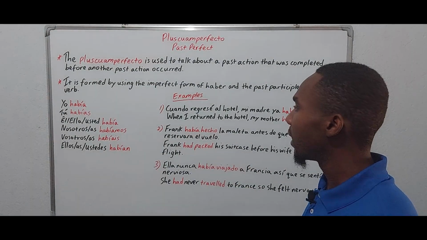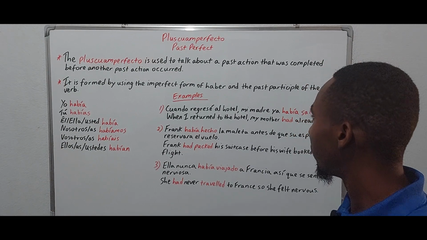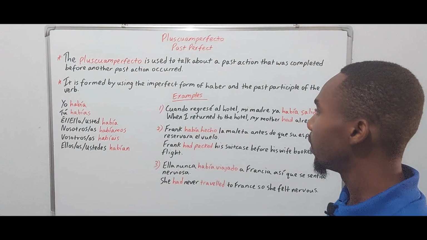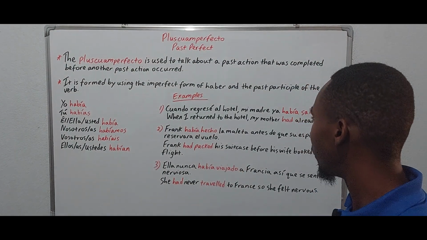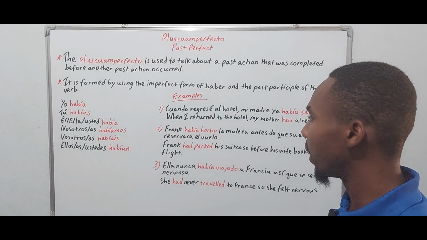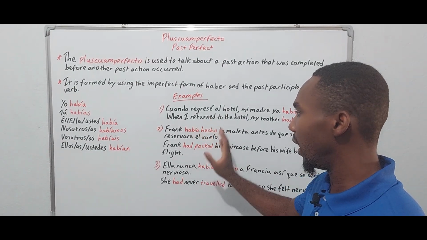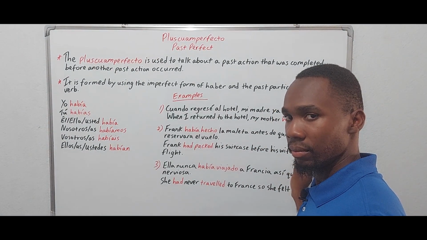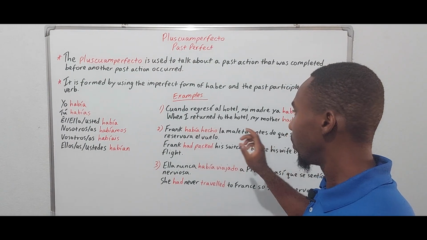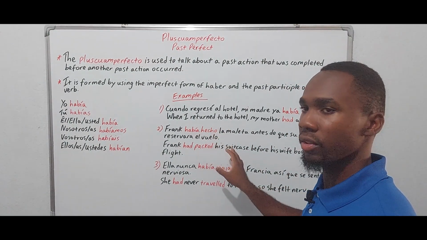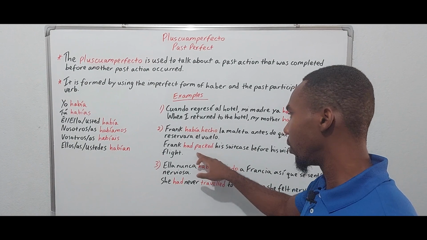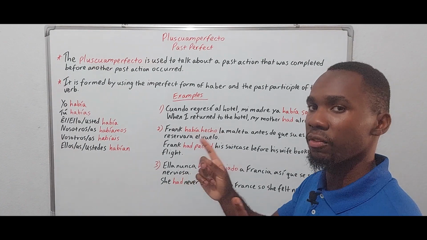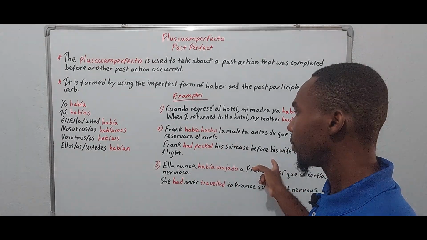Dos. Frank había hecho la maleta antes de que su esposa reservara el vuelo. So Frank had packed his suitcase before his wife booked the flight. So once again, Frank did this before his wife did that. So this action necessitates the past perfect because this occurred before that. Right?